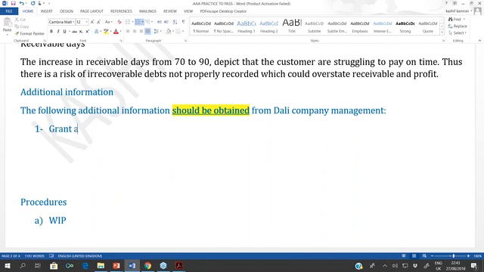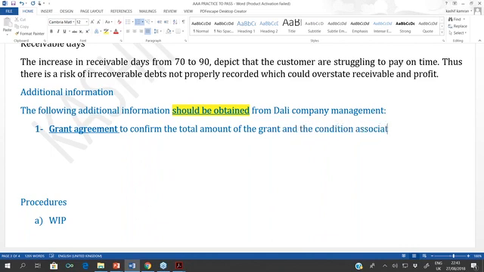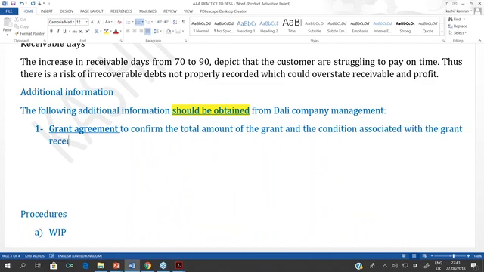So will I be needing the grant agreement? See, grant agreement is the information, tangible. Now I'm writing the reason: to confirm the total amount of the grant and the conditions associated with the grant received from the government. So it should have a reason, right?